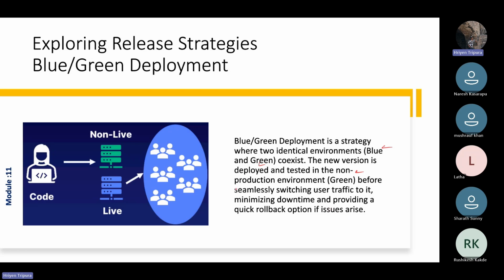That means, let's say you have a developer. This person has written all the code. As I told you, there are two environments. One is green, second is blue. Green is non-production, right? Blue means it's production, let's say.